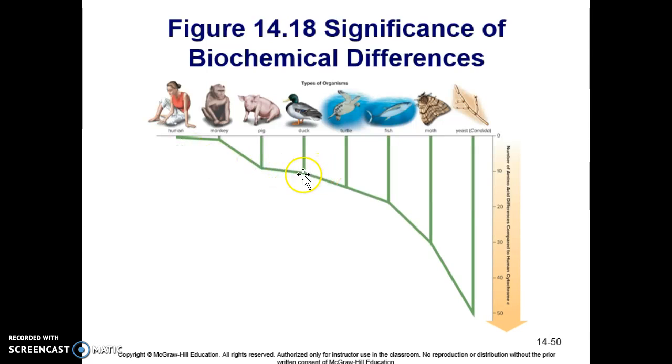Now, when we compare them to the birds, there's a few more differences. When we compare to reptiles, like a turtle, a few more. Fish, insects, and then fungus, there's a lot of differences. But yet it's kind of crazy that all of these organisms and more have cytochrome C. So it's pretty crazy.